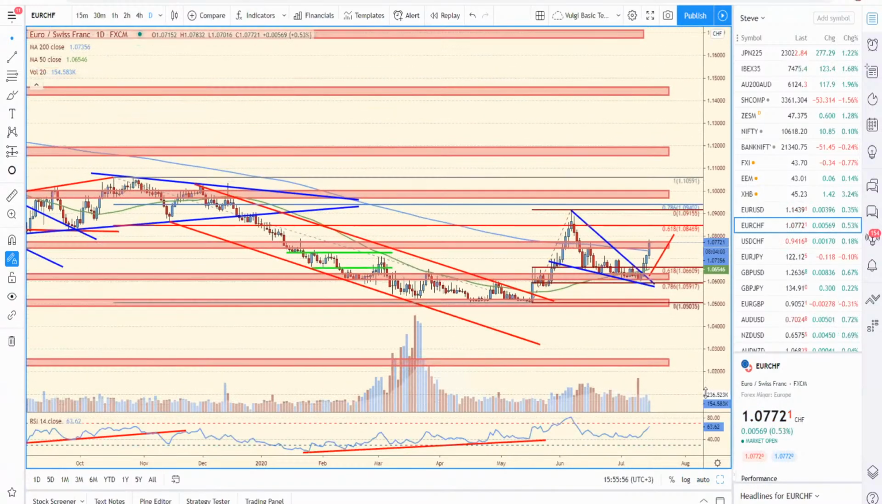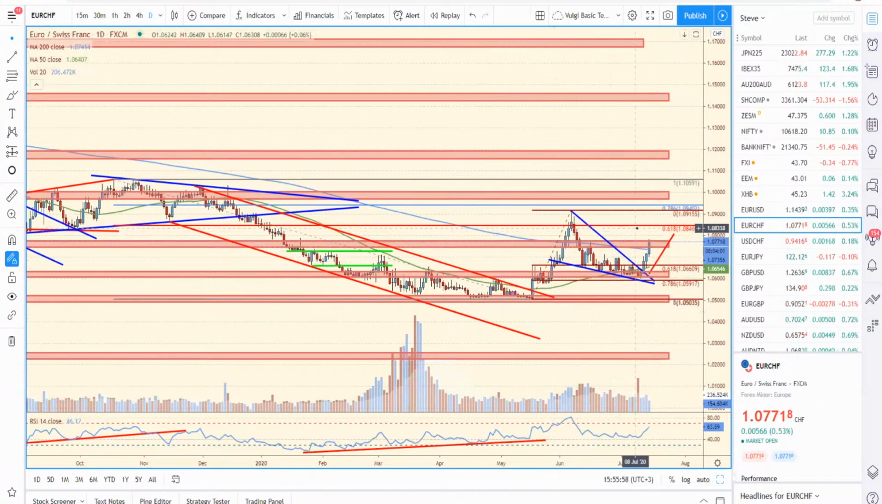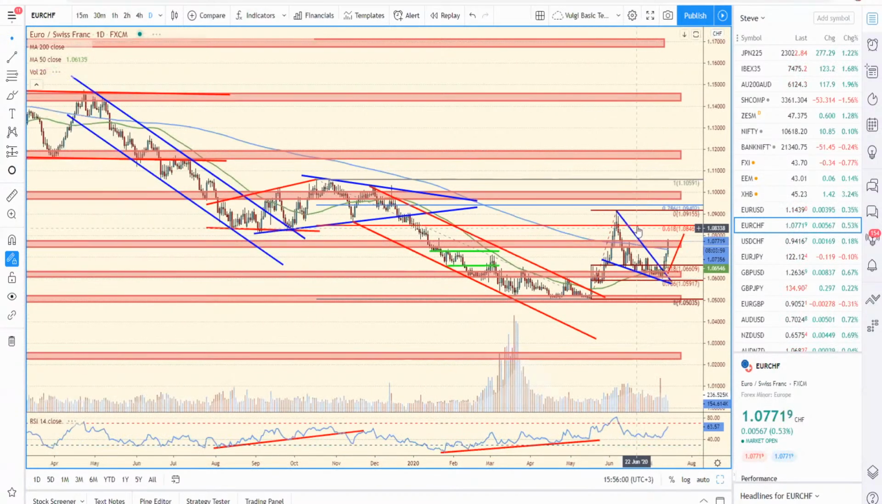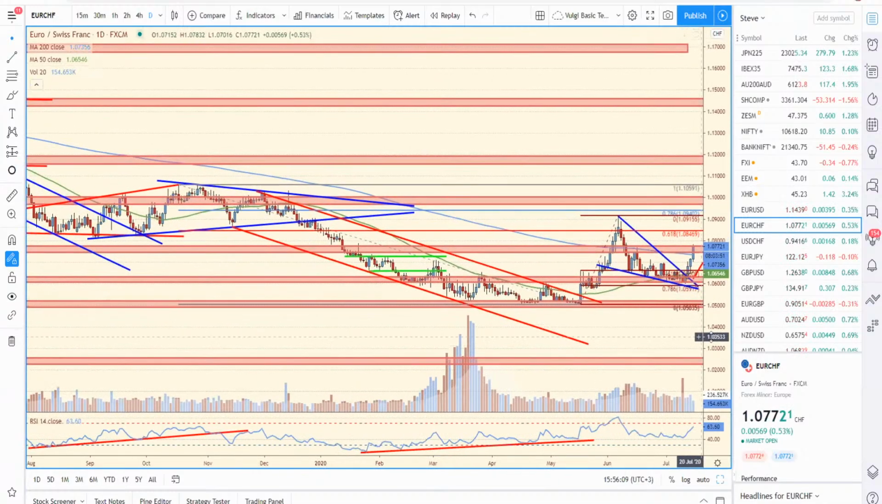I do think that there is a chance that Euro Swiss is going to squeeze higher from here. As long as the risk assets remain well bid, I don't see any reason why we can't see a higher high here in the Euro Swiss, with the first area of interest being at 110. So keep that in mind.